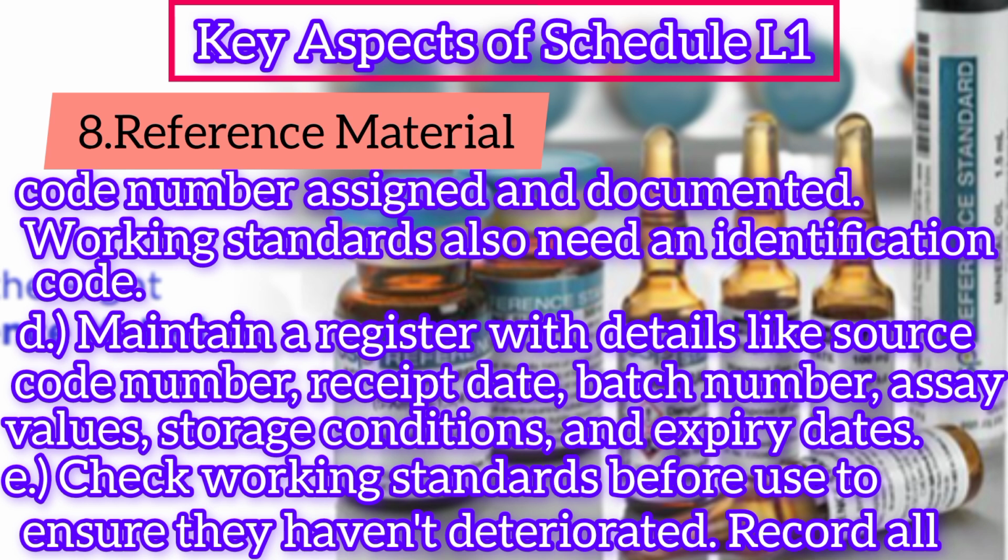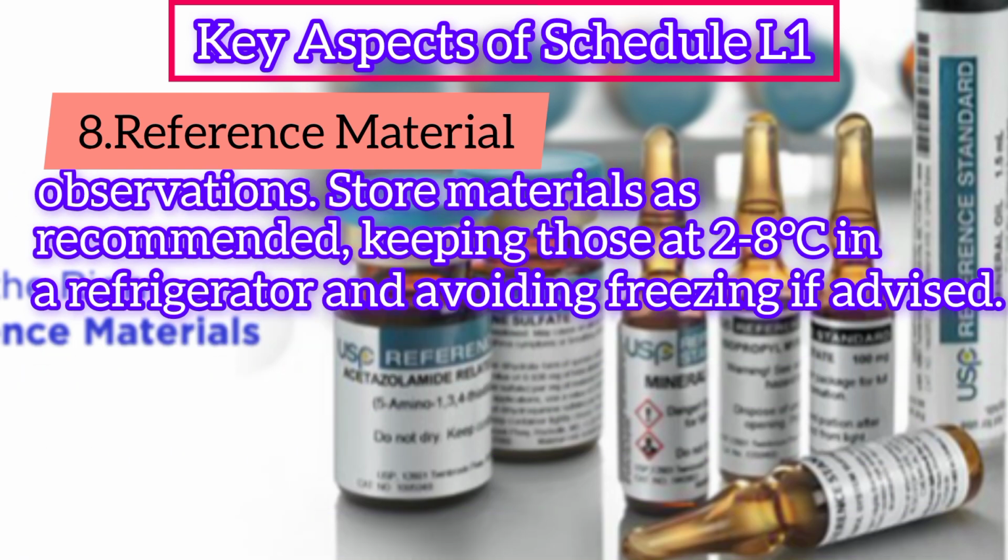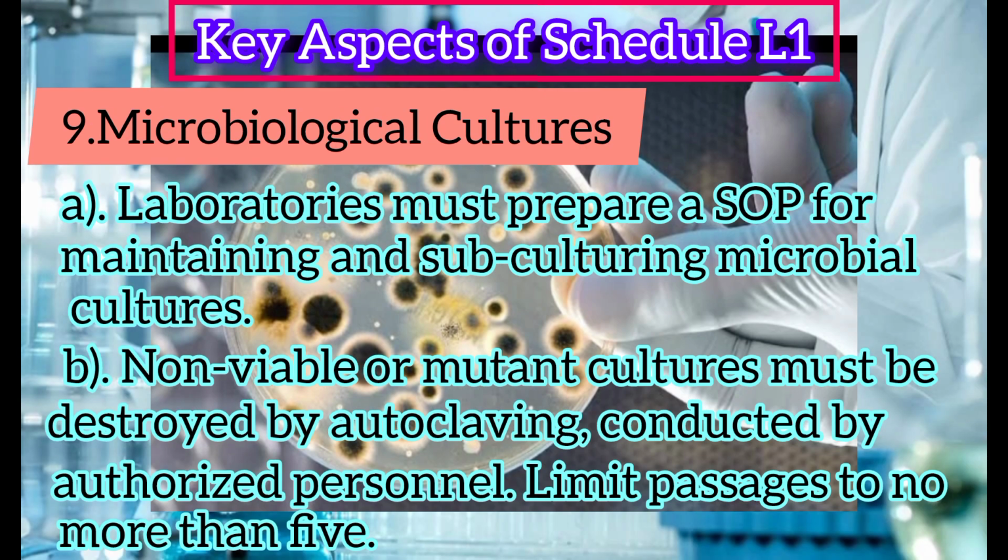D. Maintain a register with details like source code number, receipt date, batch number, assay values, storage conditions, and expiry dates. E. Check working standards before use to ensure they haven't deteriorated. Record all observations. Store materials as recommended, keeping those at 2 to 8 degrees Celsius in a refrigerator and avoiding freezing if advised. 9. Microbiological cultures.